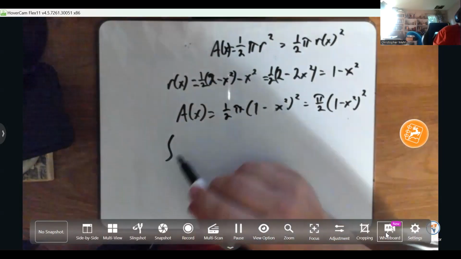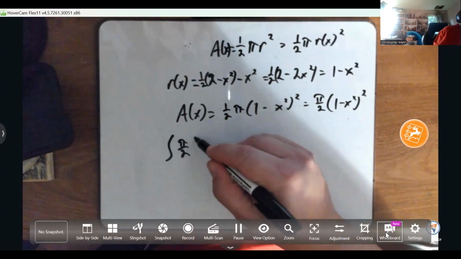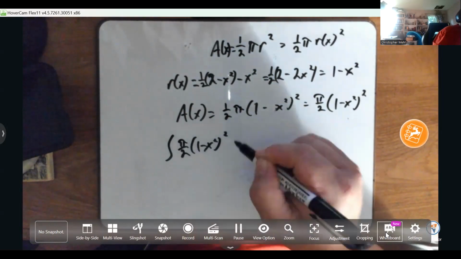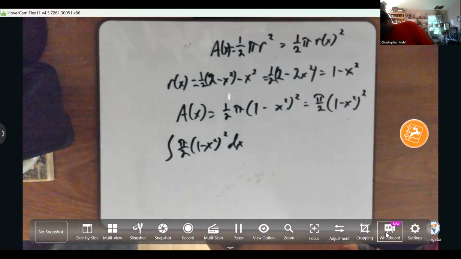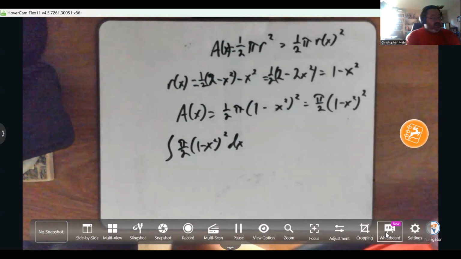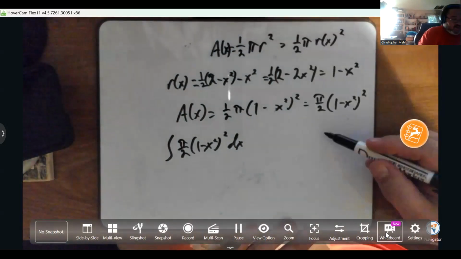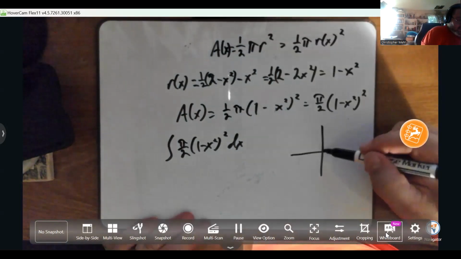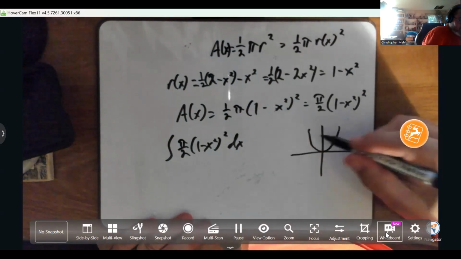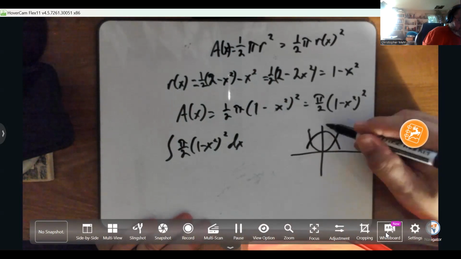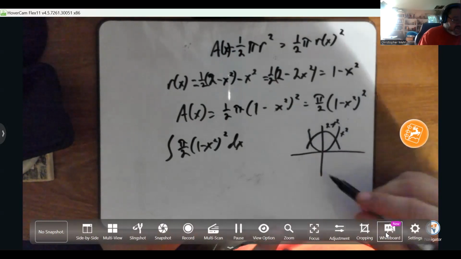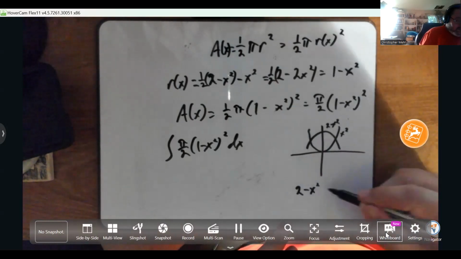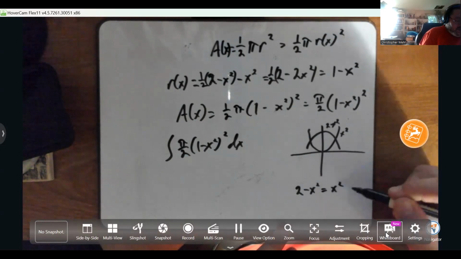And so what we're going to do is integrate pi over 2 times 1 minus x squared, quantity squared dx. But we have to integrate it over our region. And so we need to find the intersection points for our cross section here. Okay. And so we have the bottom curve, x squared, and the top curve, 2 minus x squared. And so to find the intersection points, we want to know, where does 2 minus x squared equal x squared?